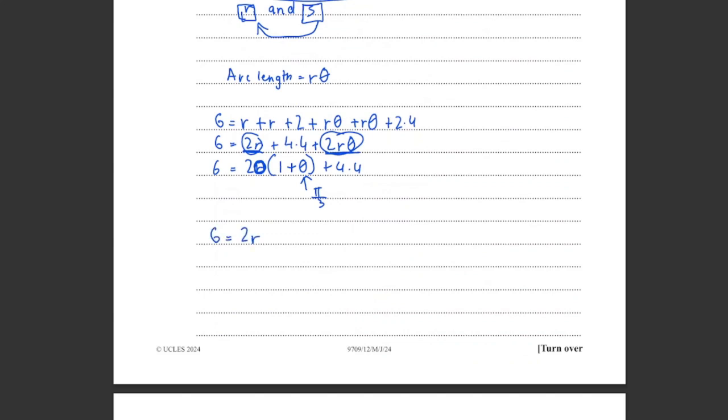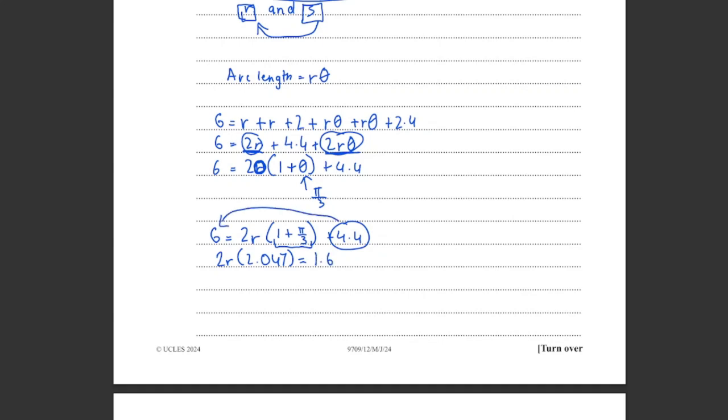This is going to be 2r. This is going to be 1 plus pi by 3. And then this is going to be 4.4. So what I can do is send this thing to the other side, and add these two things together. So I'm going to get 2r, 2.047. And this 4.4 subtracts from that 6. I'm going to be left with 1.6.